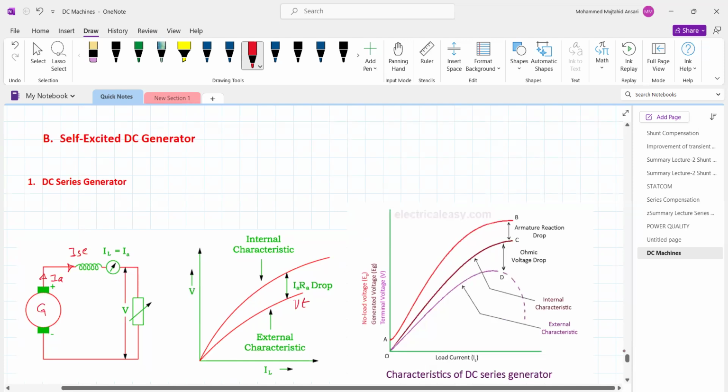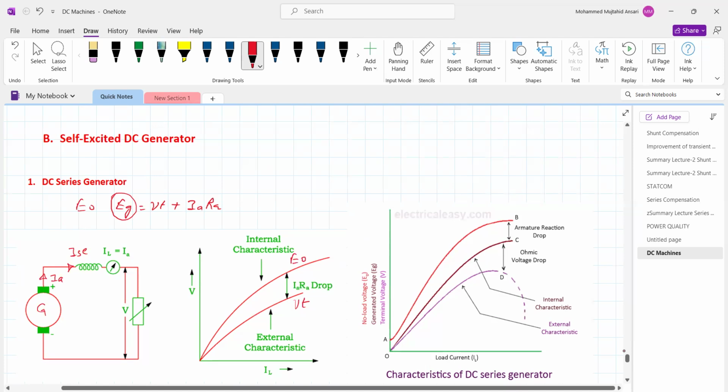Now, if you add the resistance drop to the EMF generated, that is, EMF generated is equal to VT plus IA RA, isn't it? So you will get the value E0. We will get the value E0 instead of EG. So this is the internal voltage E0.